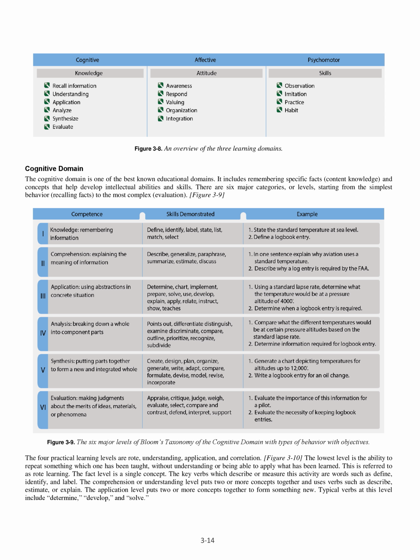The comprehension or understanding level puts 2 or more concepts together and uses verbs such as describe, estimate, or explain. The application level puts 2 or more concepts together to form something new. Typical verbs at this level include determine, develop, and solve.